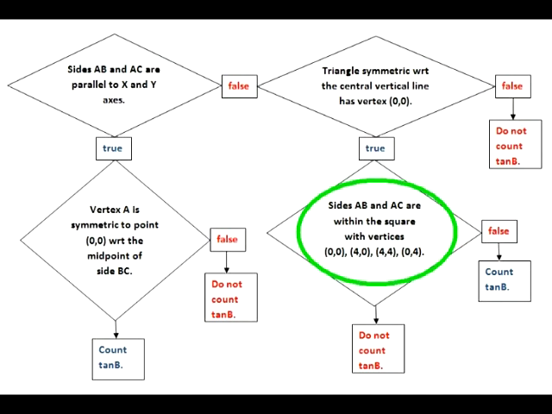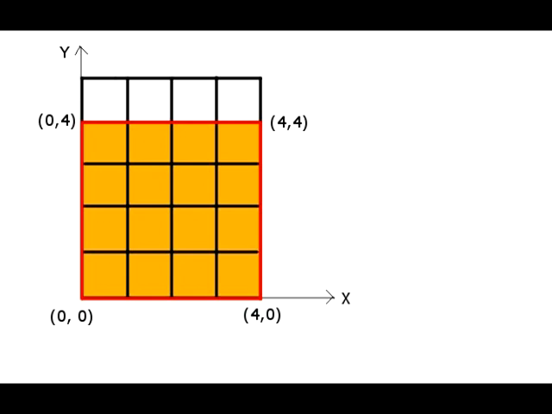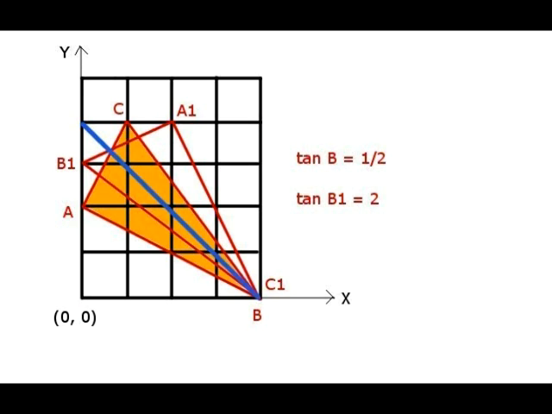If the first check is true, that is, the triangle symmetric to this triangle over the central vertical line has a vertex at the origin point 0, 0, then the next check is if the entire triangle lies within the square with side length 4 and bottom left corner at the origin 0, 0. If it's true, then this triangle has a unique other triangle that is symmetric to it with respect to the diagonal line marked on the diagram with blue color. The values of function f of these two triangles are reciprocal to each other.